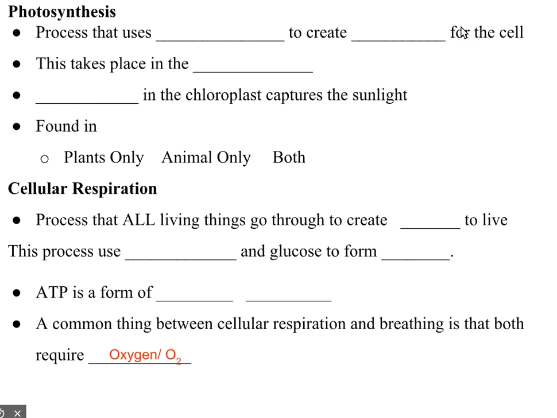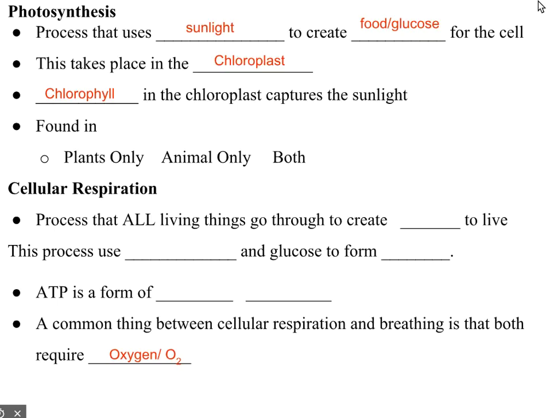We just talked about the chloroplast, and our next process is called photosynthesis. Photosynthesis is the process that uses sunlight to create food or glucose for the cell. So using sunlight, carbon dioxide, and water, the chloroplast is where it turns it into food and glucose. This always takes place in the chloroplast, so only plants do it. And chlorophyll in the chloroplast captures the sunlight. Obviously, photosynthesis is not found in anything but plants only.